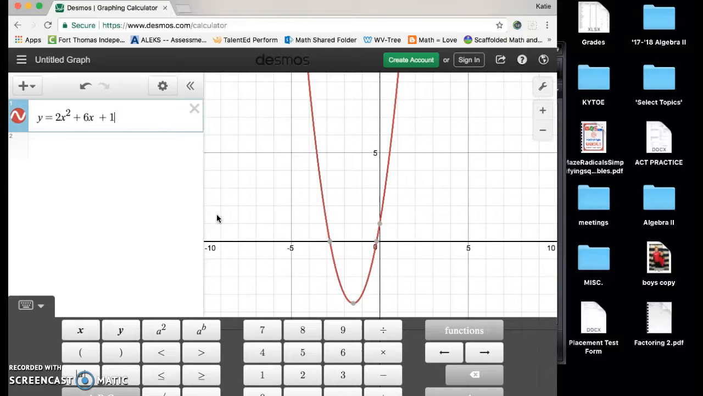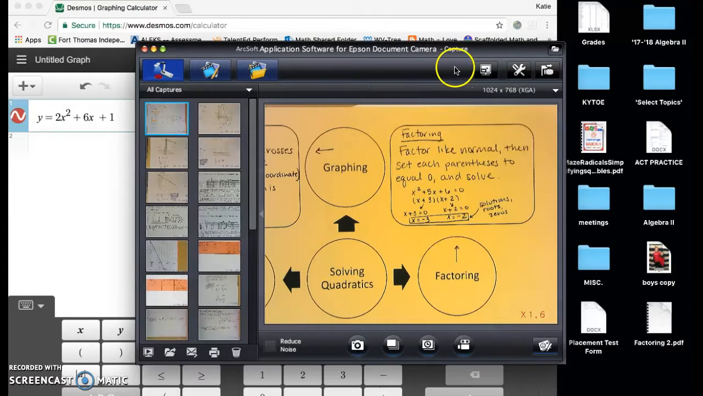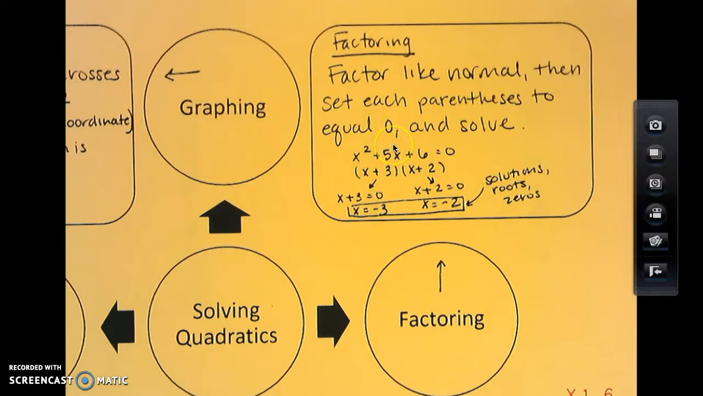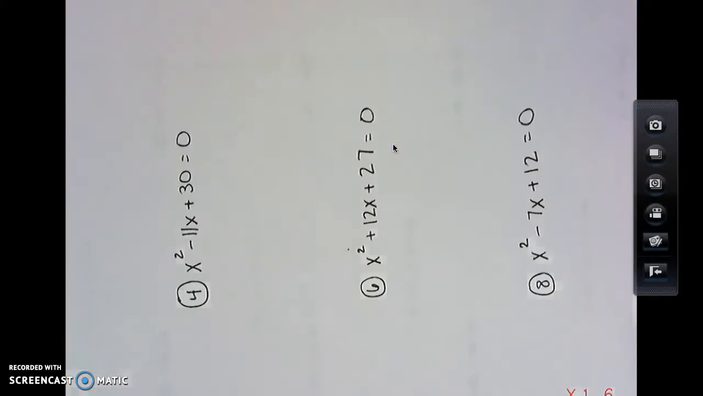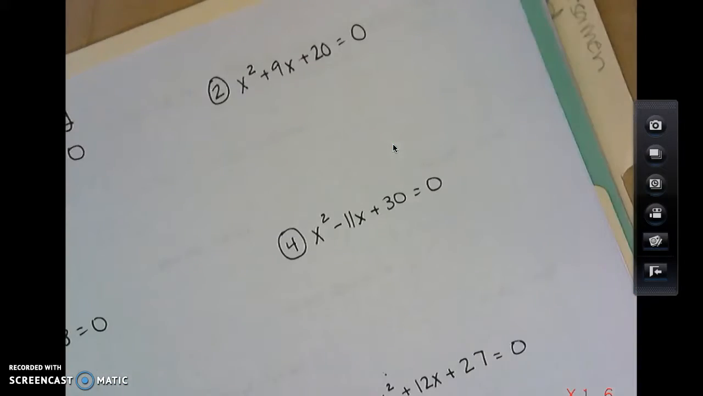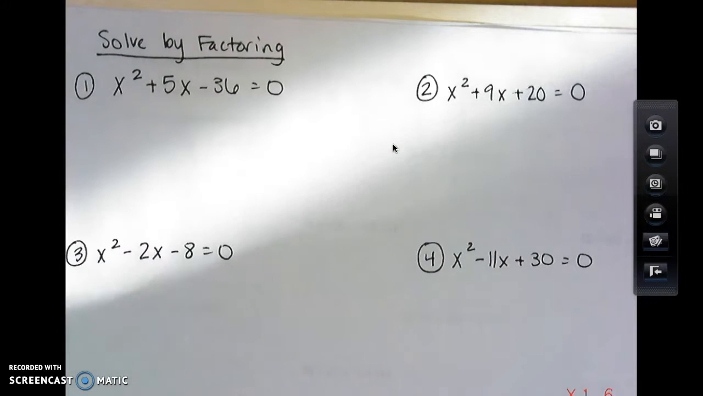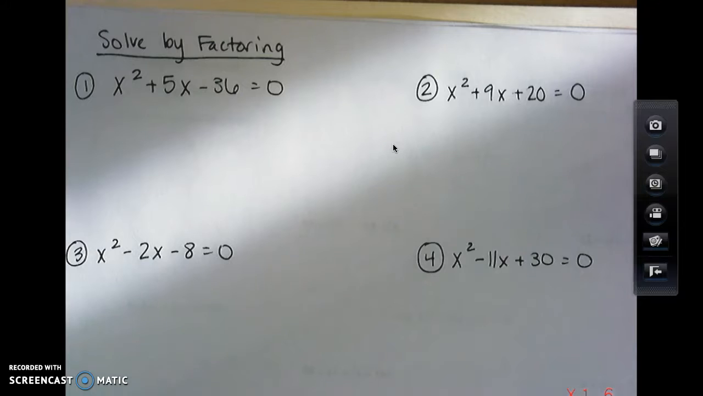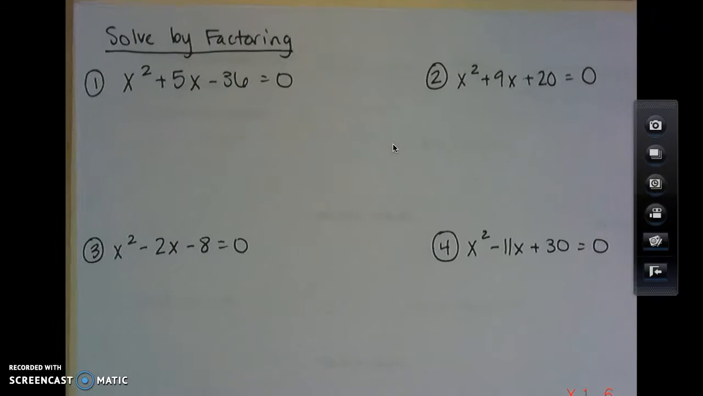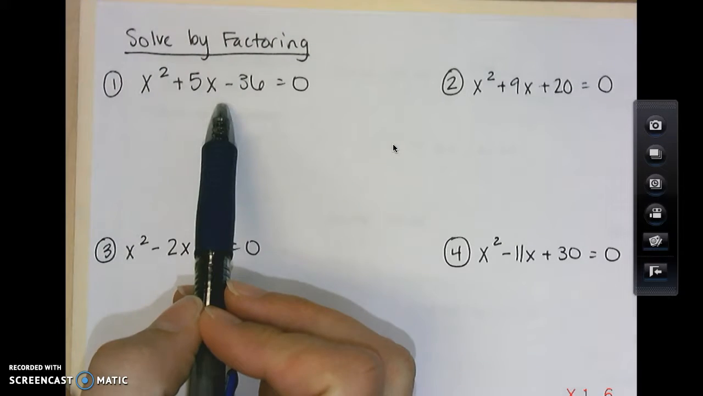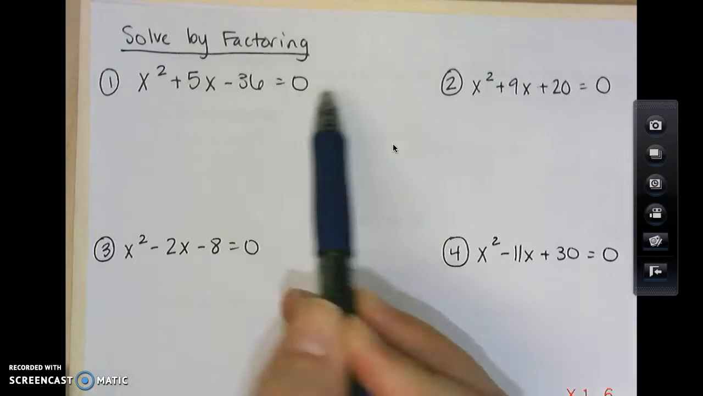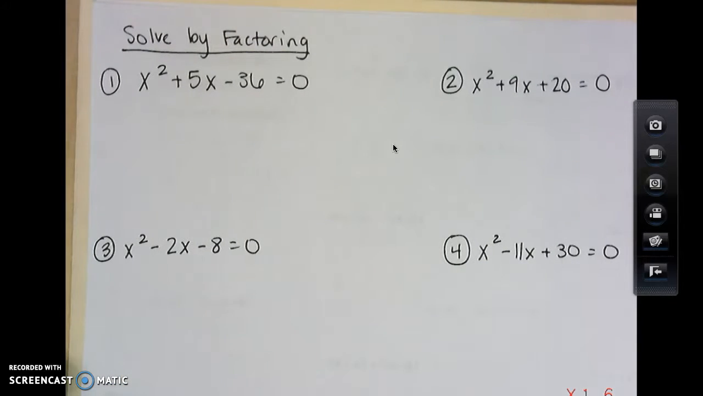All right, moving right along to the factoring. With factoring, we're going to go back to this. I want to go over factoring with you again, just to make sure you understand this as we go through it. If this is my quadratic equation that I have to solve, notice that it equals 0. They're all going to equal 0. That's how you know that we're solving this.